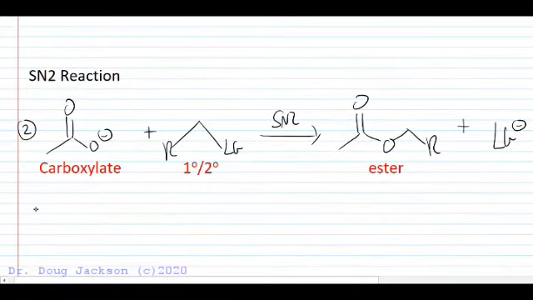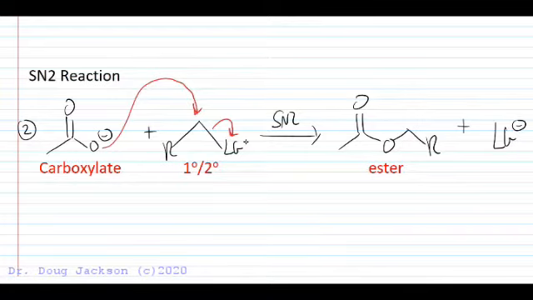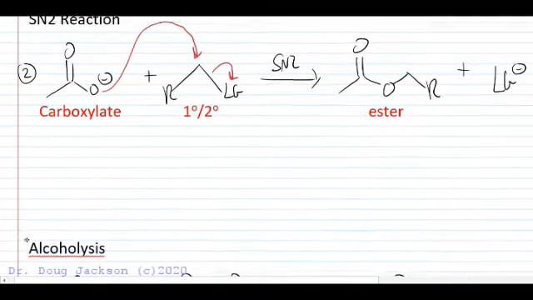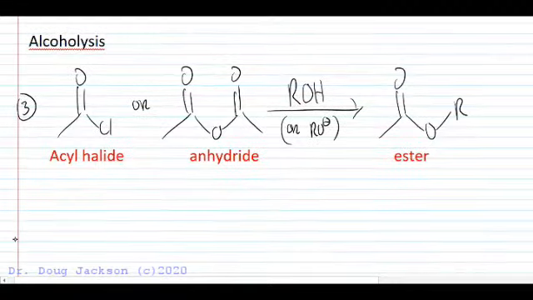With carboxylates, we can react with primary or secondary halides in order to form esters from an SN2 reaction. So we just see that nucleophilic carboxylate attack. That's the opposite of an electrophilic reaction. It's actually a nucleophilic addition there in an SN2 reaction to the alkyl halide, and we form our ester in that fashion.